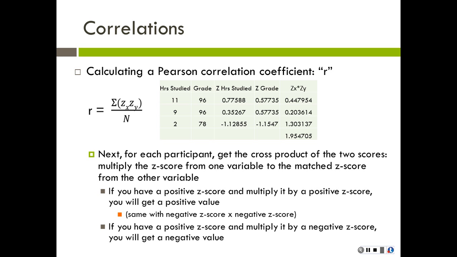So they're smaller. So again, at this point, think about what z-scores mean and how multiplying them would influence the numbers that you get.